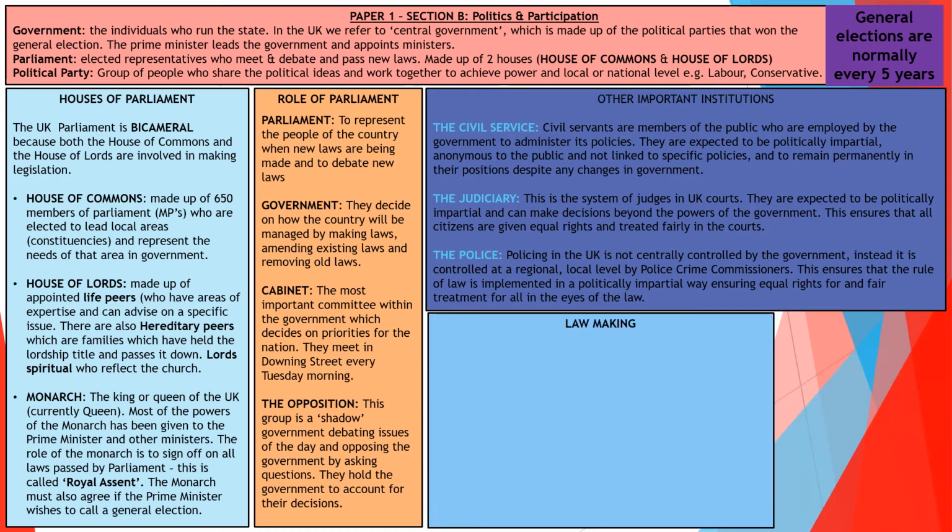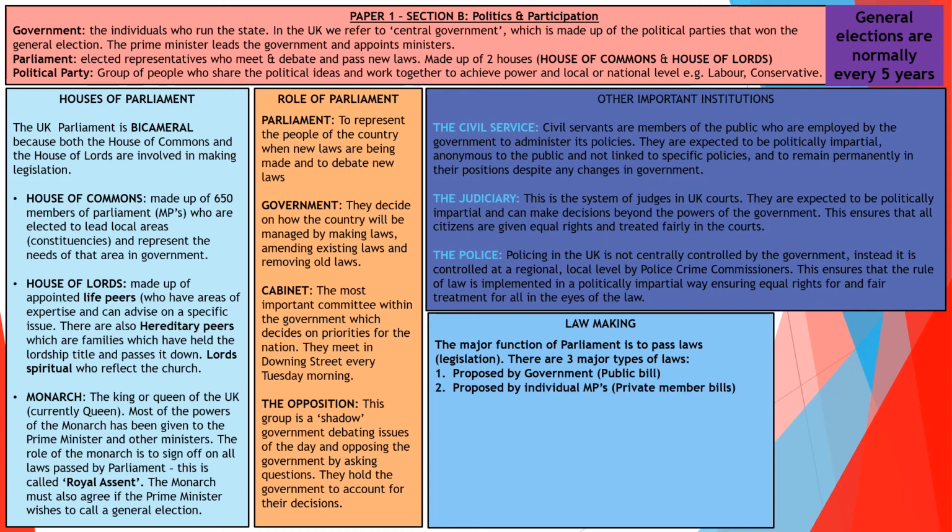This ensures that the rule of law is implemented in a politically impartial way, and again it meets the needs of a specific area. When a law is created, there are 3 ways that laws can come into being. So the first is that they might be proposed by government, which is a public bill. They could be proposed by an individual MP, which would be a private member's bill. Or they can be proposed by an organisation or a charity, and obviously MPs can bring those forward, which would be a private bill.